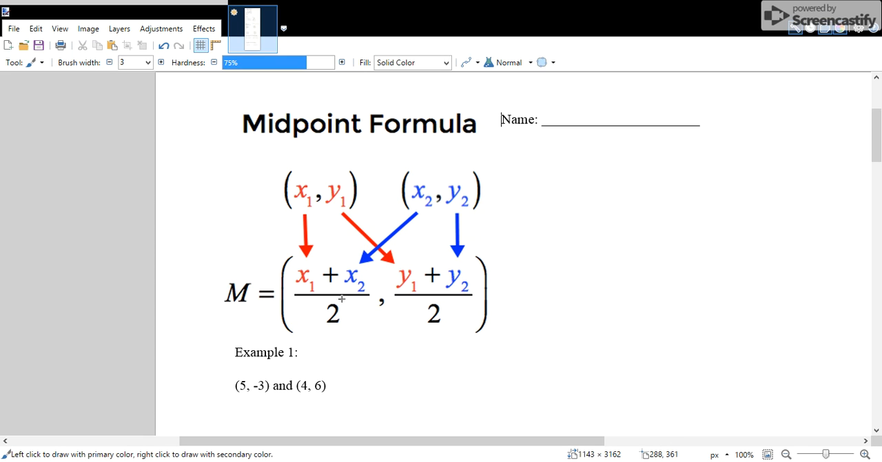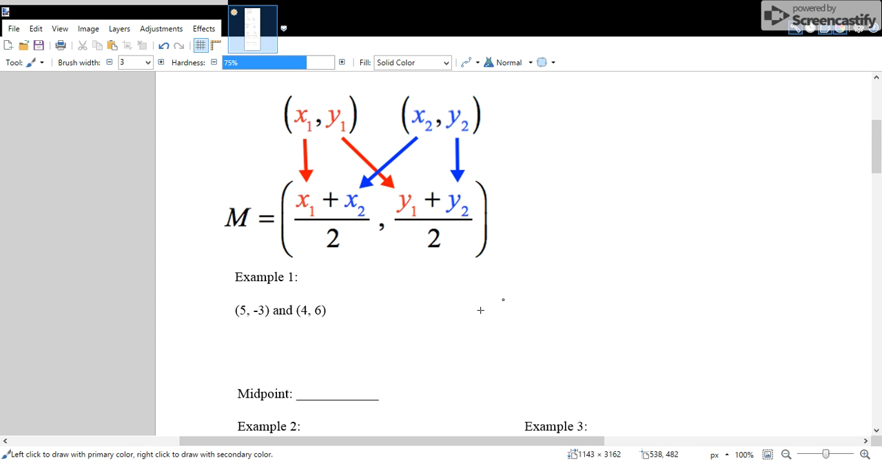Add the two x's together, divide by 2. Add the two y's together and divide by 2. Your answer will be the midpoint. So let's look at example 1.